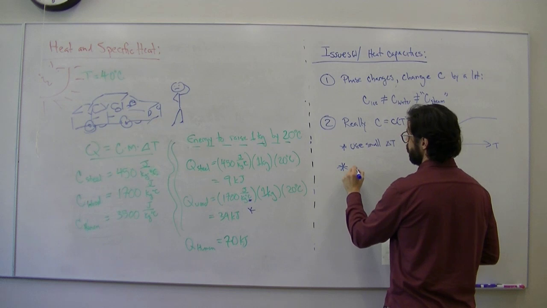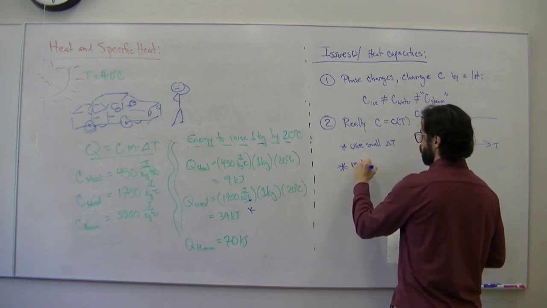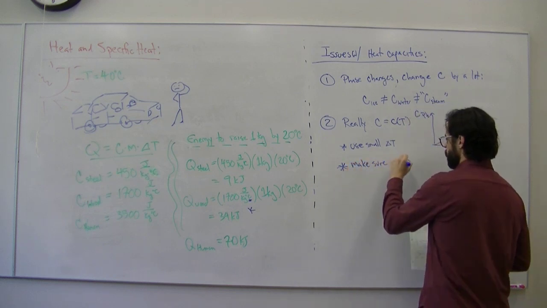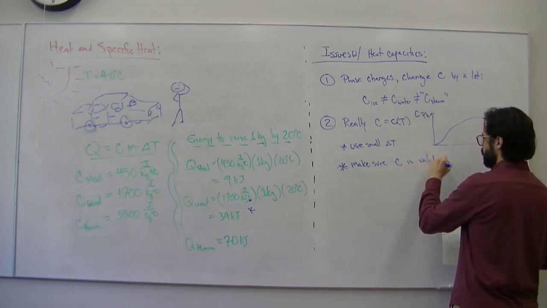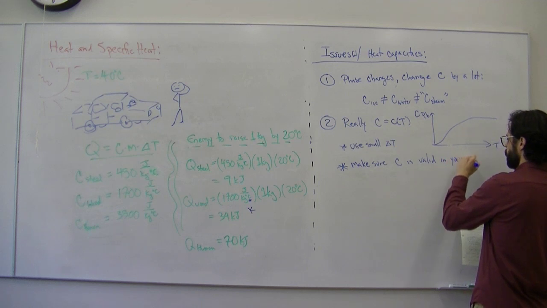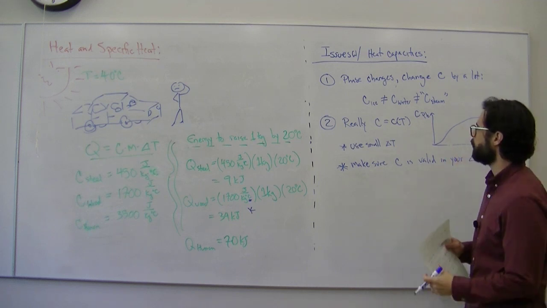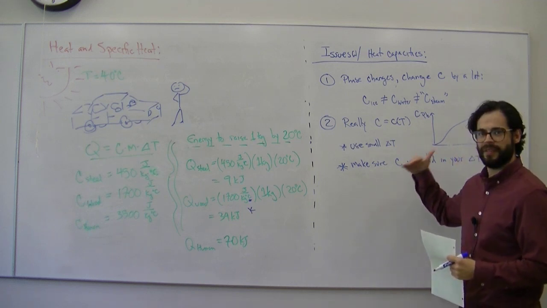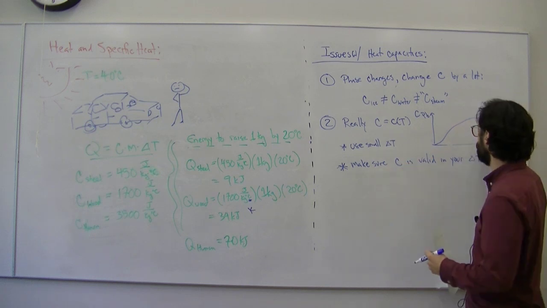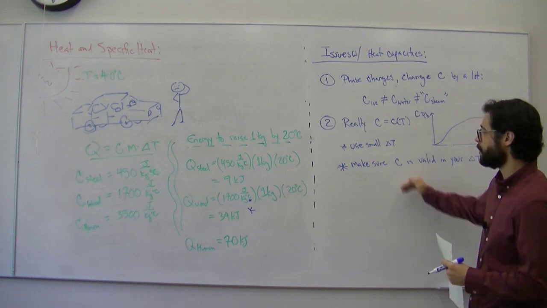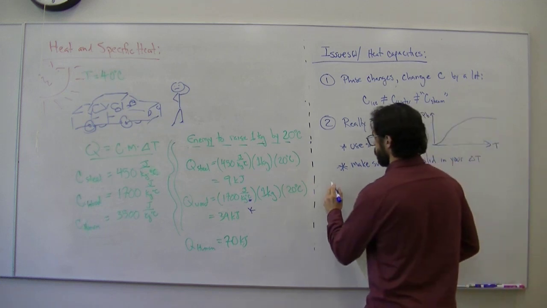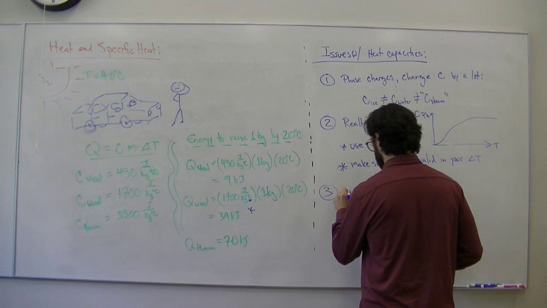And the second thing you can do is make sure that C is valid in that temperature range. So if you look up, for instance, the heat capacity of lead really close to its melting point, but you have this at like 10 degrees above absolute zero, you might actually be using the wrong C.